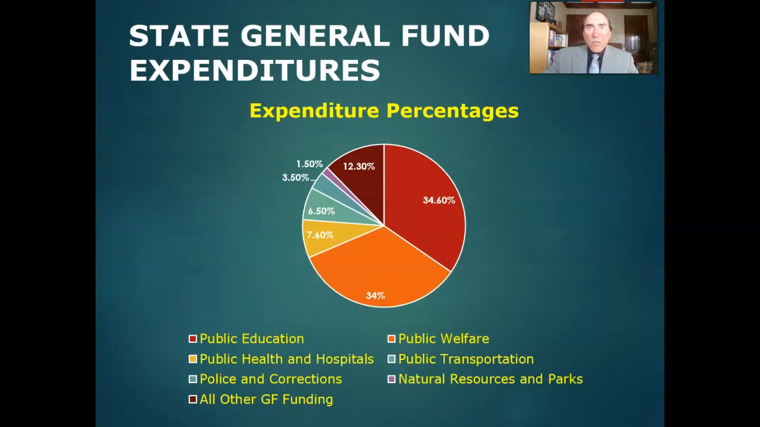The most recently published general fund expenditures were $2 trillion by the states. Spending by service function with percentages of the total include primary, secondary, and higher education, 34.6%; welfare, 34%; health and hospitals, 7.6%; transportation, 6.5%; police protection and corrections, 3.5%; natural resources and parks, 1.5%. The remaining general fund spending was 12.3%.